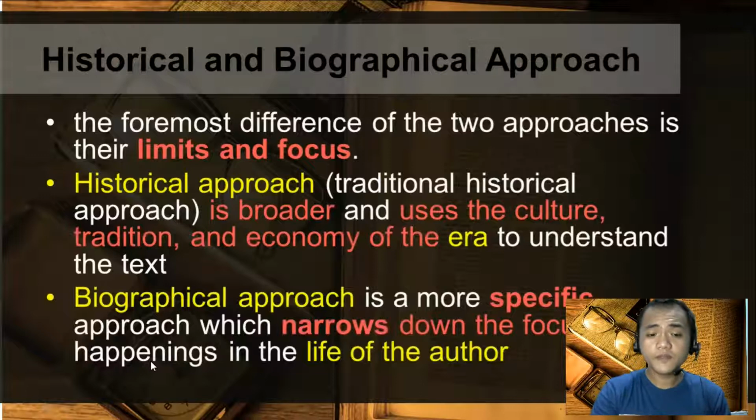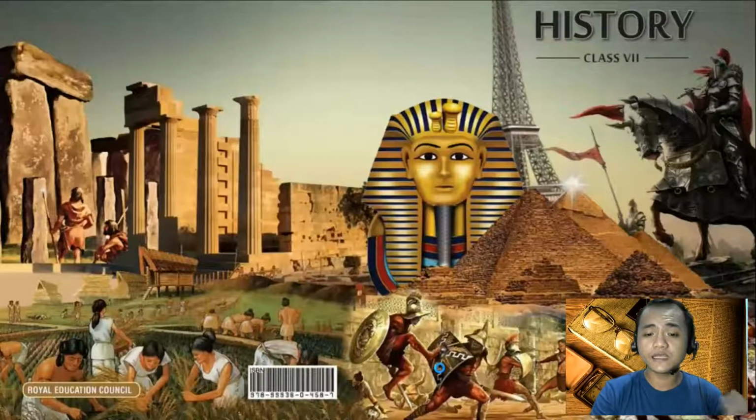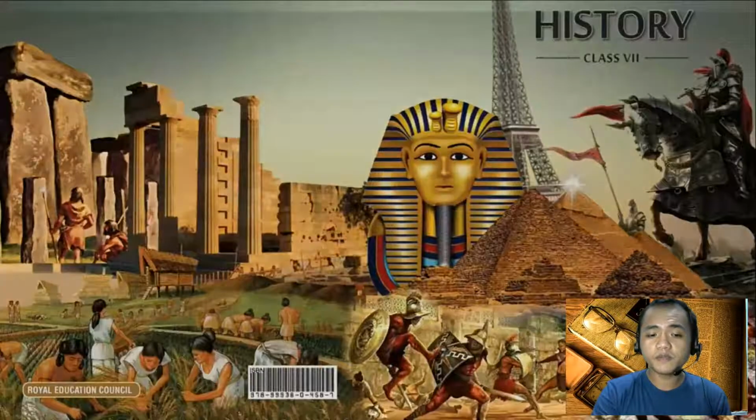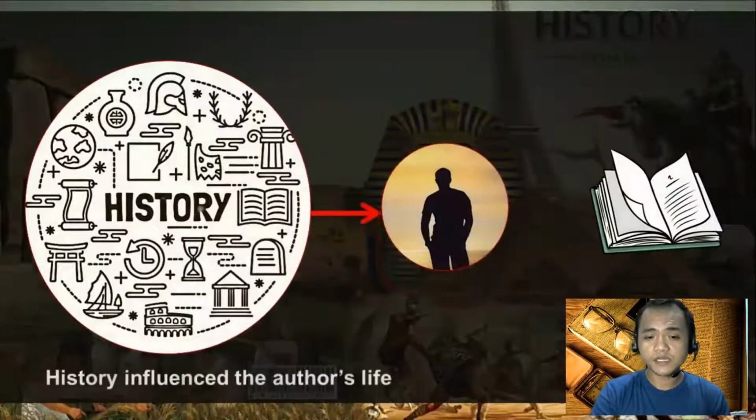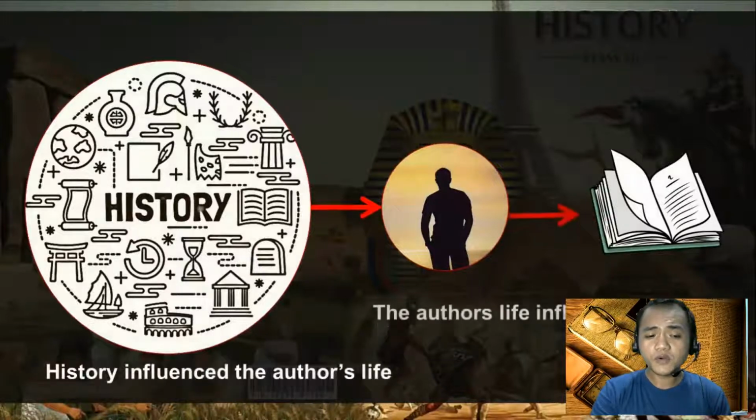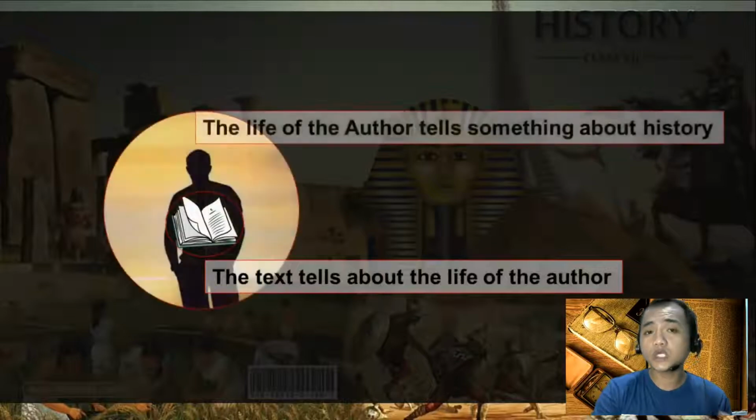On the other hand, the biographical approach is a more specific approach, which instead of looking into the happenings of the era, we narrow down the focus into the happenings in the life of the author, which could probably be the foundation of the text. So, in this approach, we use the author's life to understand or interpret the text.